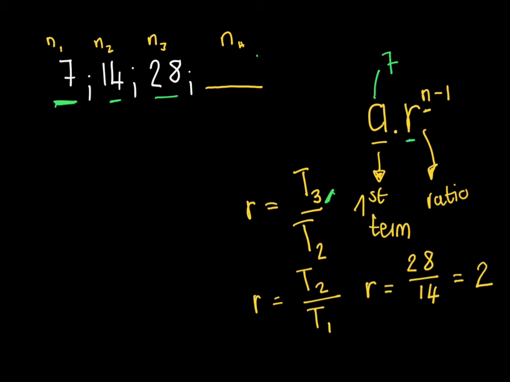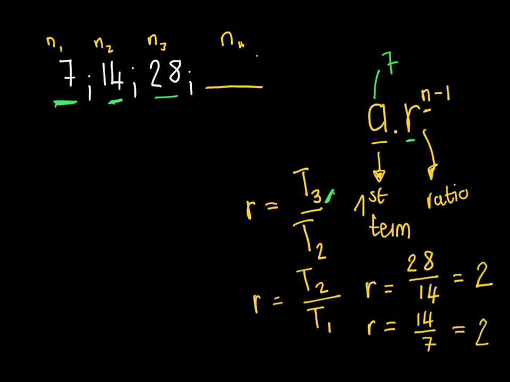Now that shows us that term 3 divided by term 2 gives us 2, but we have to make sure that it's exactly the same as when we divide term 2 by term 1. So we're going to do the exact same thing. R is equal to term 2, which in this case is 14, divided by our term 1, which is 7. 14 divided by 7 again is also going to give us 2.